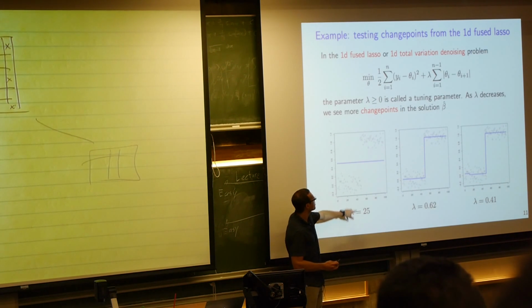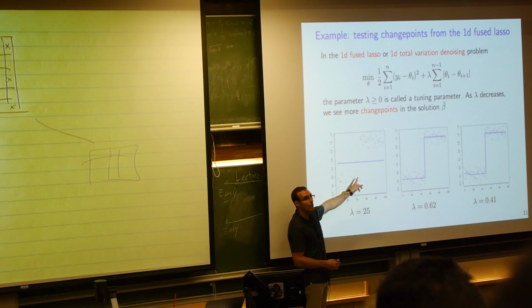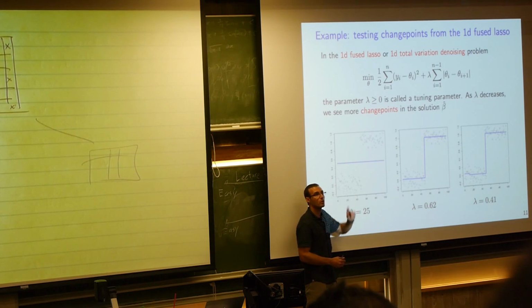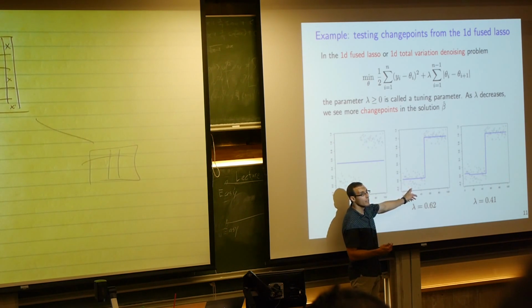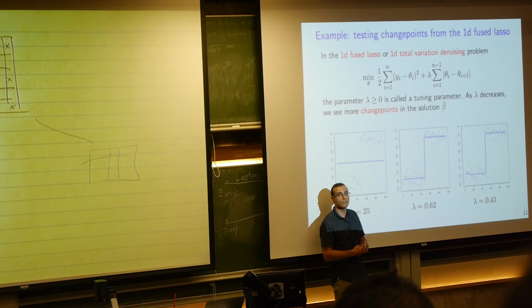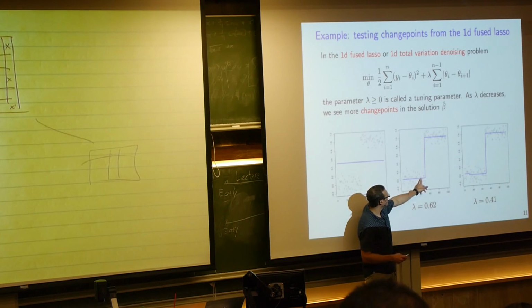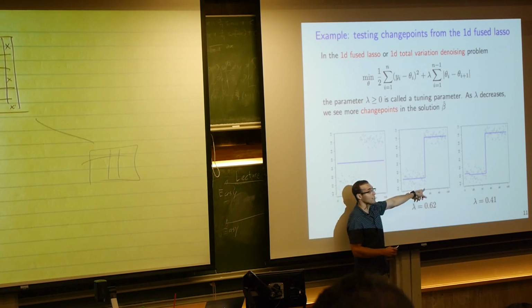I've plotted the solution to this problem at different values of lambda. When lambda is very high, we just get back the mean of the y's as our estimate. All the thetas are equal to y bar, the mean of the y's. As lambda is made smaller, we make more breaks and estimate a piecewise constant function with more pieces. When lambda is 0.62, we get exactly two pieces to our solution, one here and one here. That actually looks quite good.